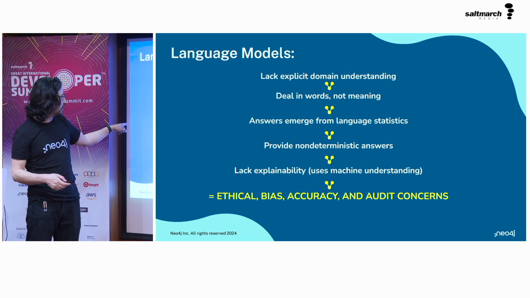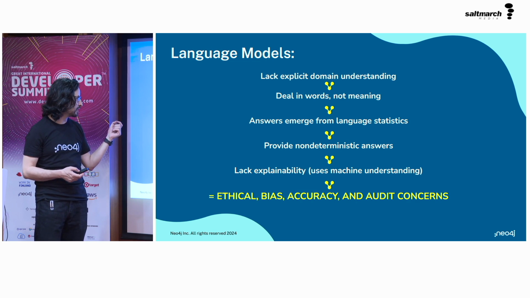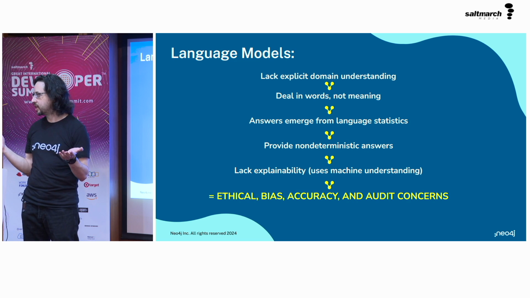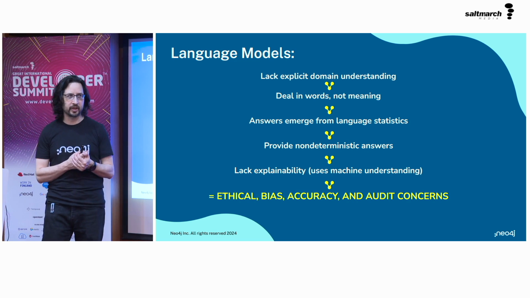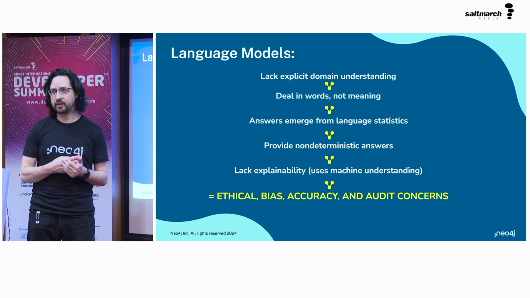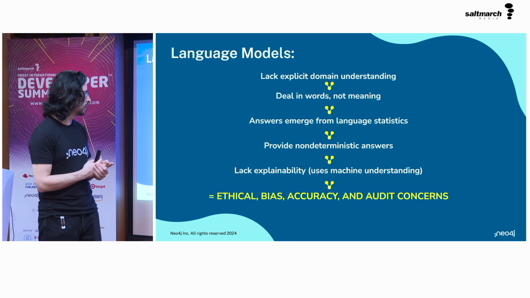Lack of explainability, and you have issues with ethics, biases, accuracy, and audit concerns. And we saw some bias examples, even today with ChatGPT, where it clearly has biases which would be entirely unacceptable, that they try to fix, but it's part of the model. It's very hard to undo the training.